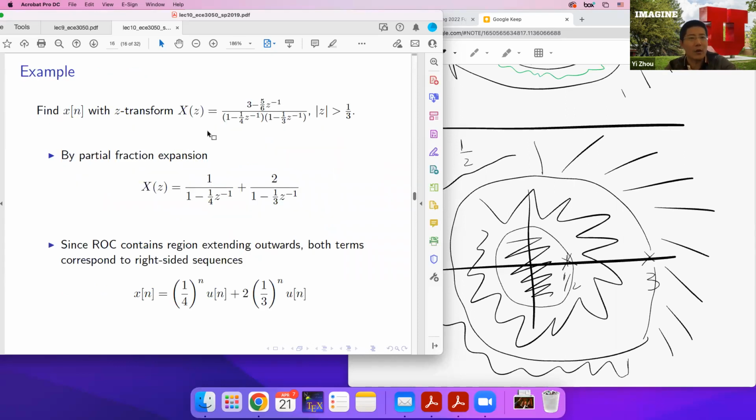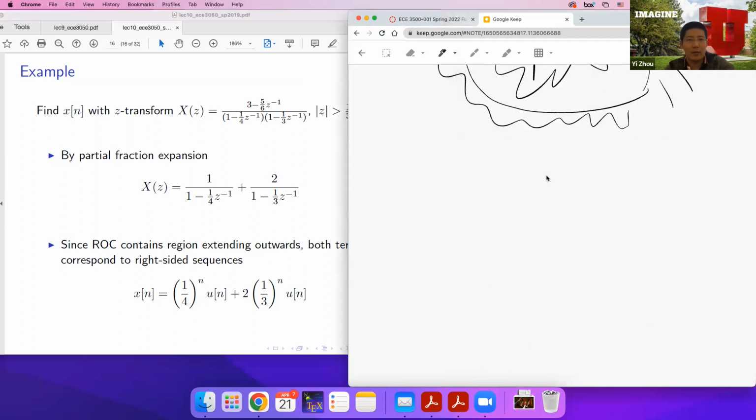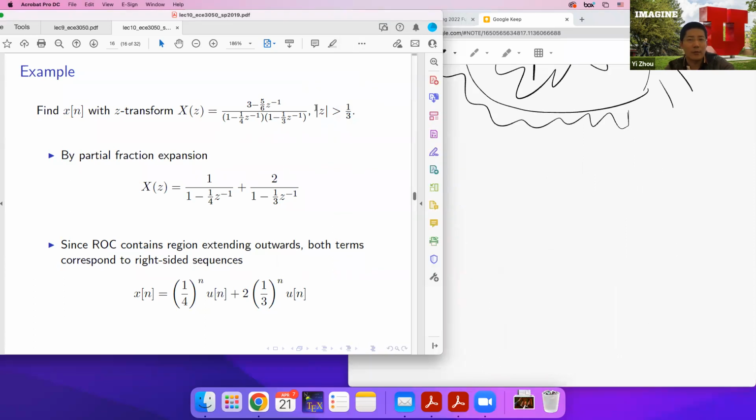For example, here we are given this Z transform with a specific ROC, and we want to find the corresponding inverse. The first thing we do is partial fraction expansion, and after that, you can find that this can be decomposed into these two simple fractions. And then, from this overall region of convergence, we need to identify the region of convergence for each one of them.